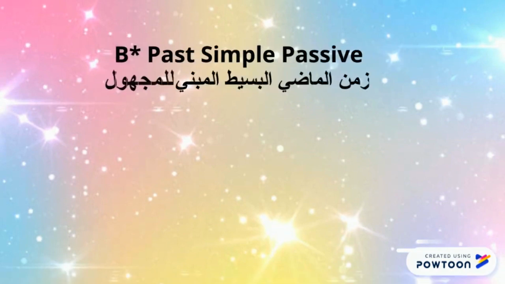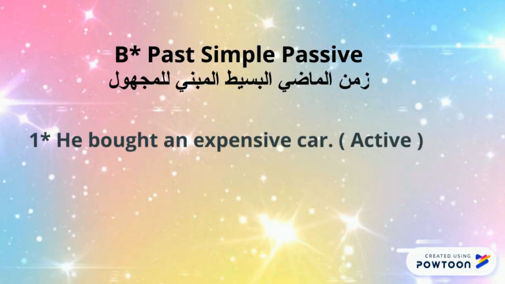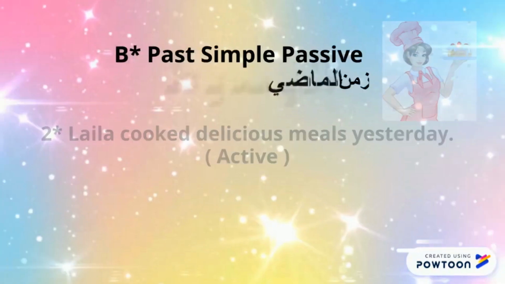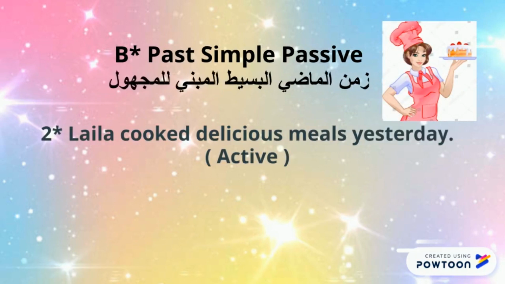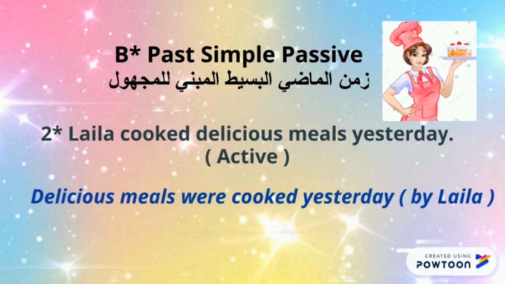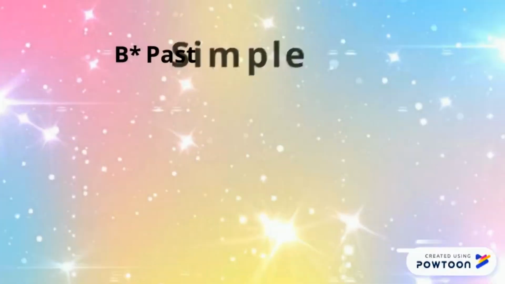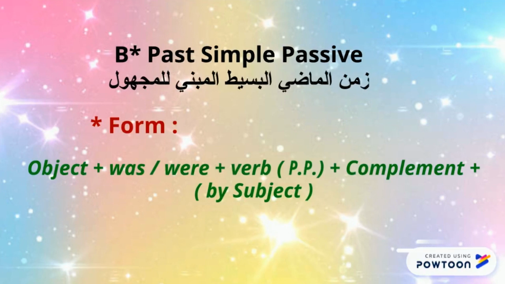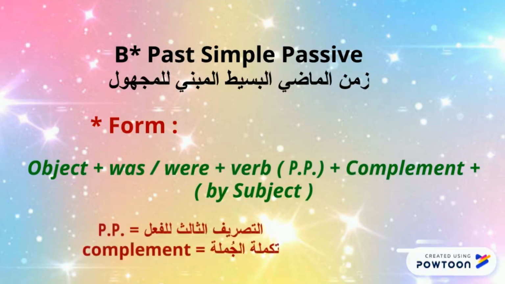Next, let's talk about past simple passive. 1. He bought an expensive car. An expensive car was bought. 2. Layla cooked delicious meals yesterday. Delicious meals were cooked yesterday by Layla. So the form for past simple passive is object plus was or were plus verb in past participle plus complement plus by subject.